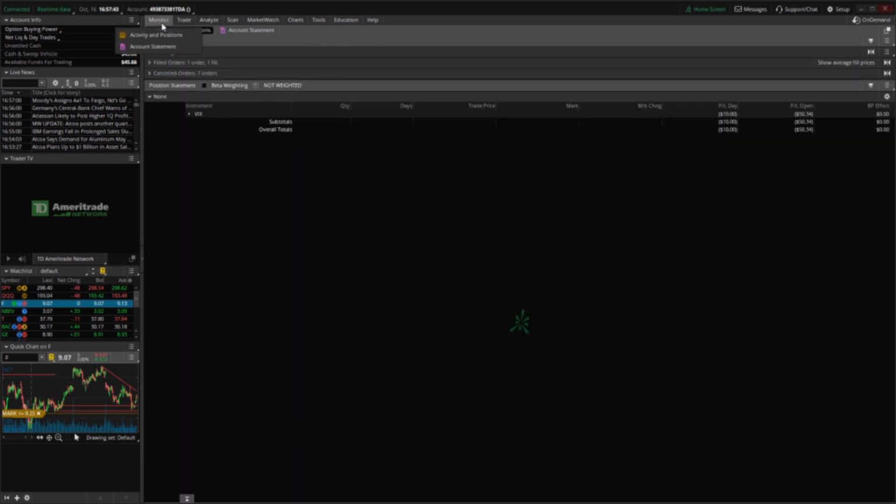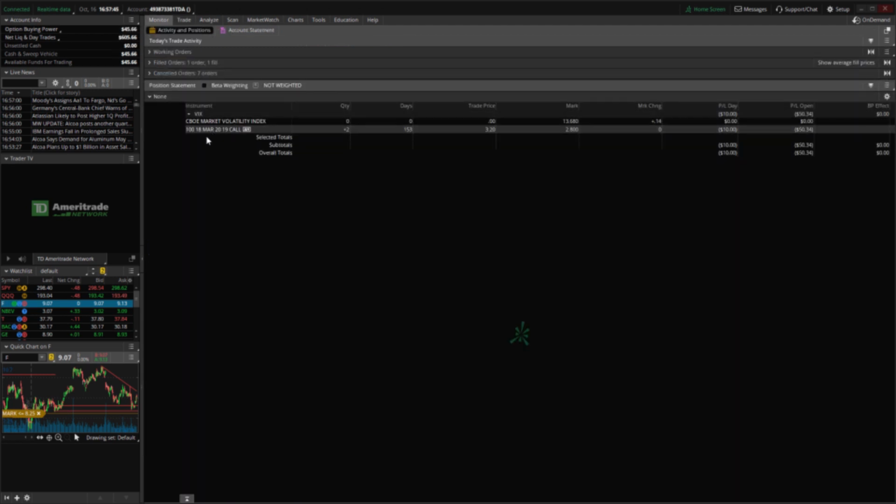So once you've bought your option, I'll show you an example. This is a VIX option that I bought. I've been averaging in. I currently have 2 contracts expiring March of 2019. This will tell you how many you have. So I have a quantity of 2. It tells you your days till expiration, so 153 days. It tells you your trade price. So this is my average price.